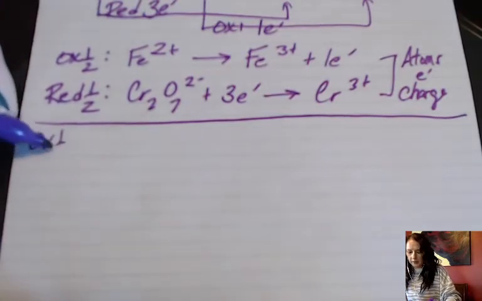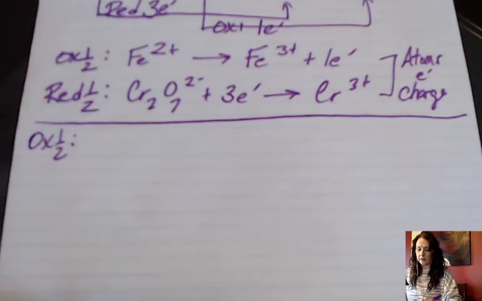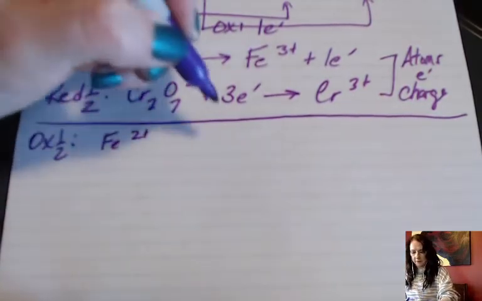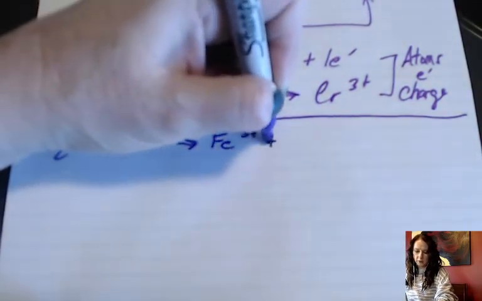Okay, oxidation half. 1 iron, left side, right side. It's all good. Don't need to add anything. There is no oxygen or hydrogen to balance, so my oxidation half is good, just like it is. I don't have to change anything, but I will rewrite it on my new line.